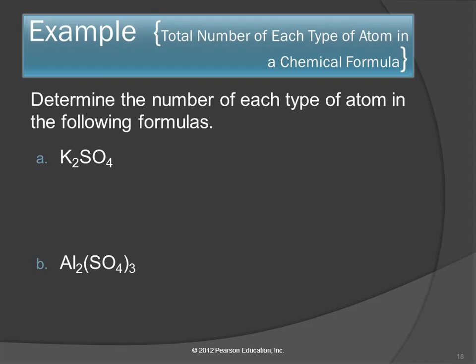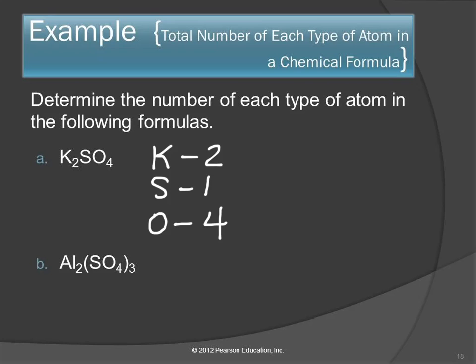Determine the number of each type of atom in the following formulas. K2SO4. First of all, make a list of the different elements. We've got K, S, and O. How many K's are there? 2. How many S's? 1. How many O's? 4. So in one of these formula units, there are 2 potassium atoms, 1 sulfur atom, and 4 oxygen atoms.